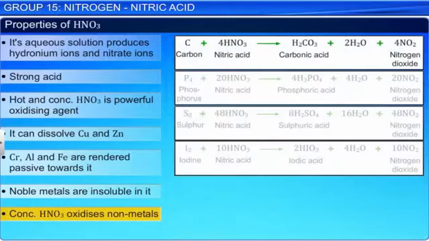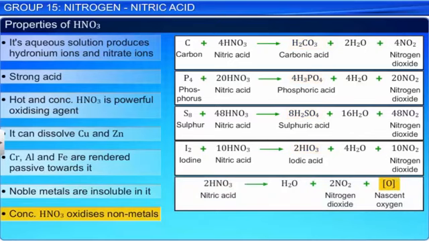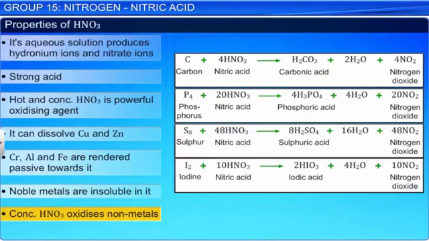Concentrated nitric acid oxidizes non-metals such as carbon, phosphorus, sulfur, and iodine to their corresponding higher oxo acids. The nascent oxygen produced from the dissociation of nitric acid oxidizes these non-metals. You can see from the balanced equations that carbon is oxidized to carbonic acid, phosphorus to phosphoric acid, sulfur to sulfuric acid, and iodine to iodic acid.